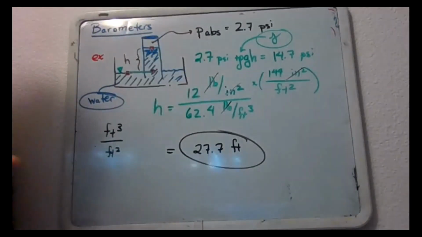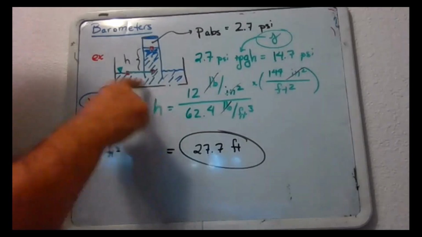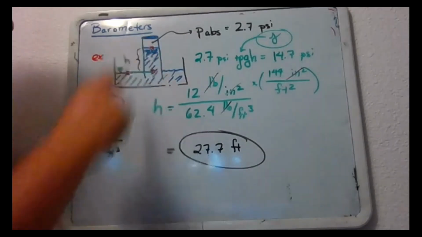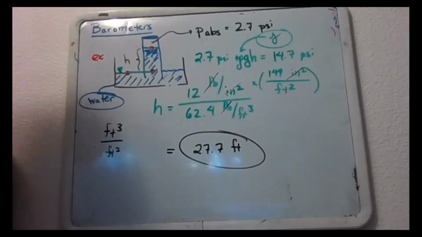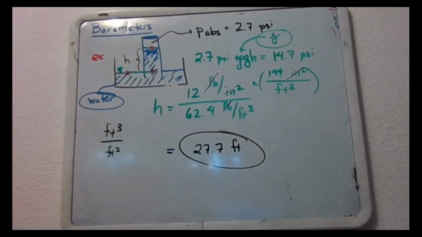So a lot of practical barometers were instead made with mercury. Mercury is a lot denser, and then this column ends up not being as high. Okay, good. One more thing and then we'll take a break on barometers.